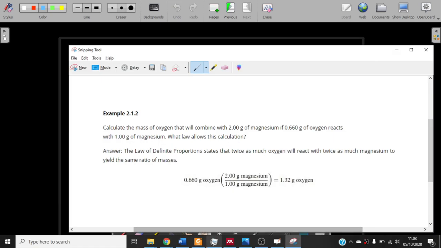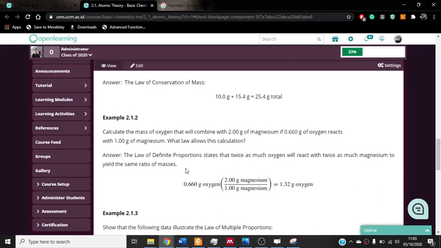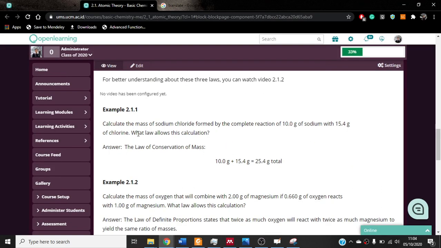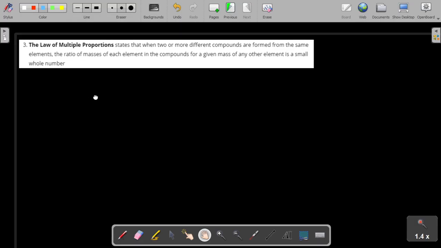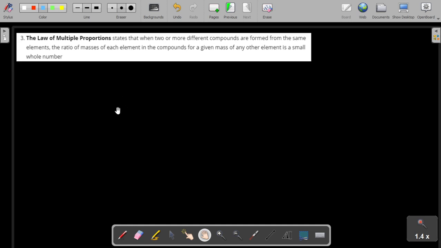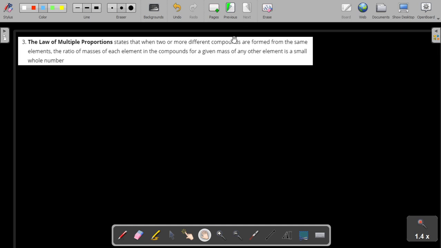For the third law of multiple proportion, the definition says that this law states that when two or more different compounds are formed from the same elements, the ratio of masses of each element in the compounds, for a given mass of any other element, is a small whole number. I think it is hard enough to understand from the definition, so I will explain using an example.